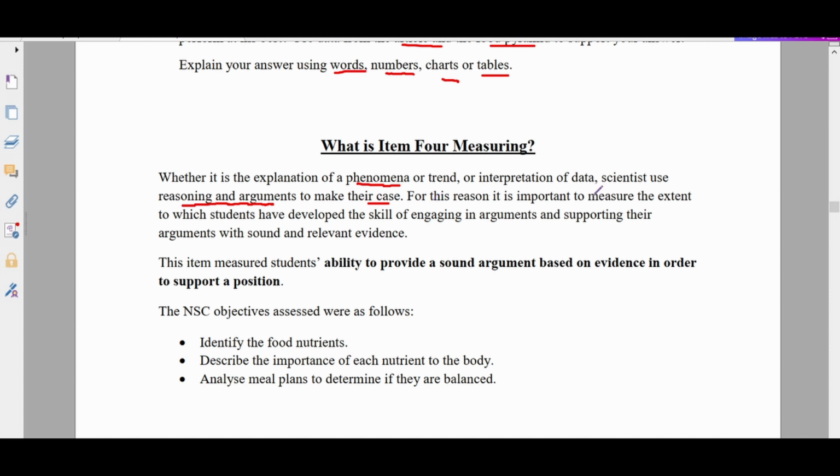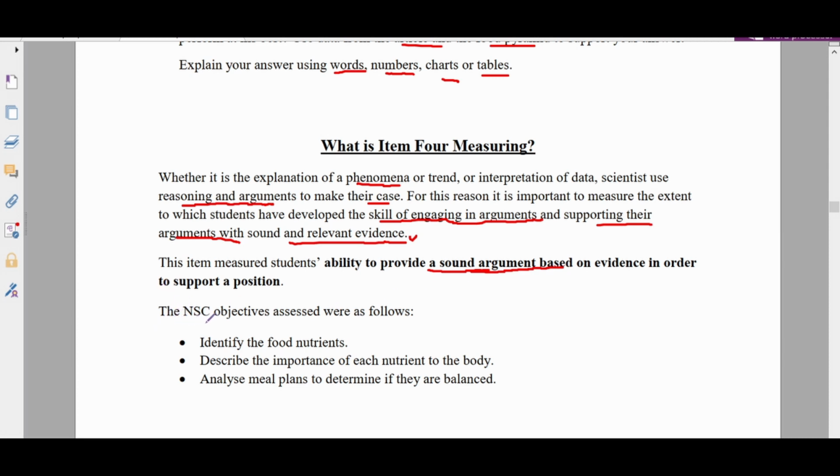For this reason, it is important to measure the extent to which students have developed the skill of engaging in argument and supporting their arguments with sound and relevant evidence. You cannot just make up something and say it without having some form of evidence. This item measured students' ability to provide a good, sound argument based on evidence in order to support a position.